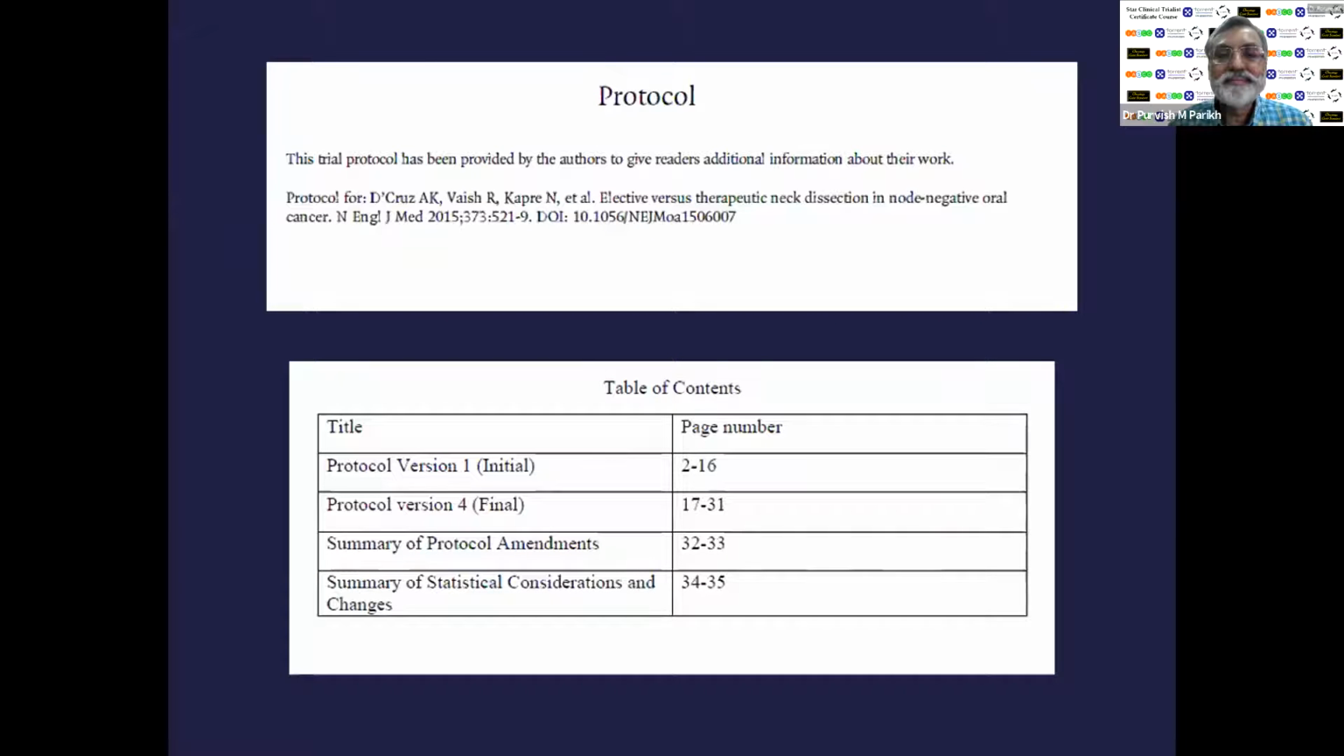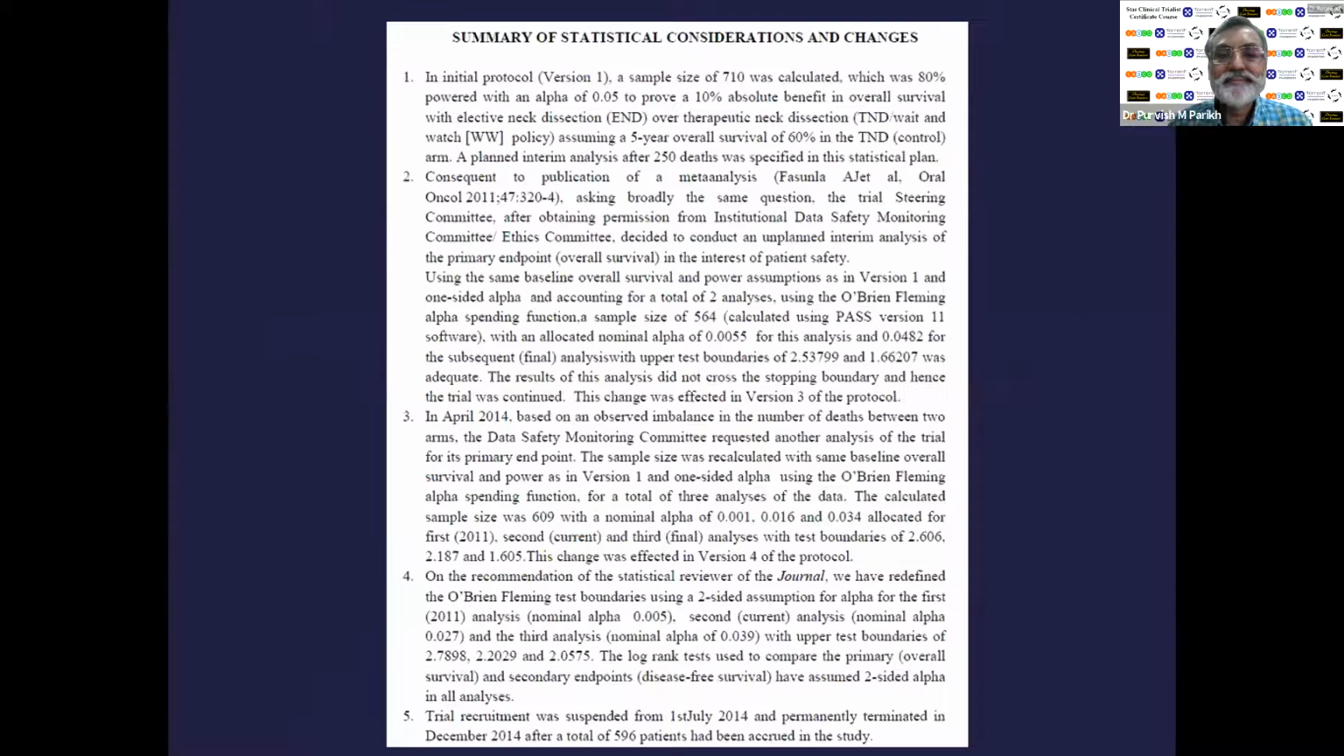The protocol had to be amended on a number of occasions because of these interim analyses, and the full evolution of this trial and the protocol as it happened is a part of the record on the NEJM website. We had to convert all the tests to two-sided based on the NEJM reviewers' input.